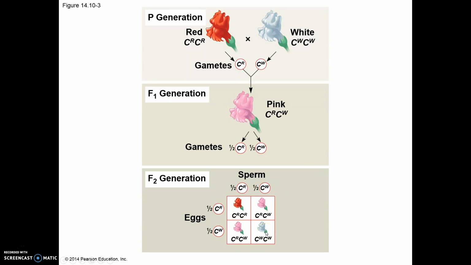Remember, in the purple and pink flower and peas, where we had complete dominance, the phenotype was 3 to 1, and the genotype was 1 to 2 to 1. So here you can see an example of how that plays out.